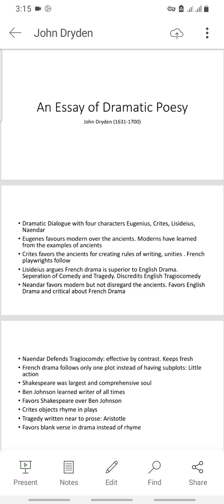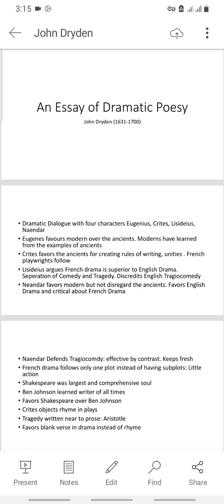Then, talking about Shakespeare, he draws a comparison. Neander draws a comparison between Shakespeare and Ben Jonson. Shakespeare was a great writer. He says that he was the largest and most comprehensive soul. Largest comprehensive soul means that he was widely understood. He was widely read by the people, and he wrote some great tragedies, great comedies, and great tragicomedies.